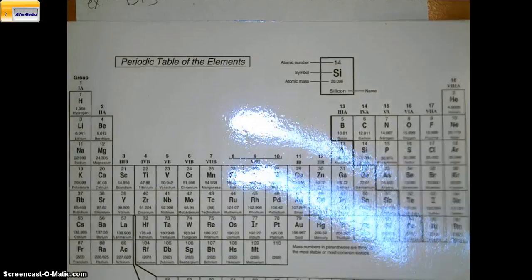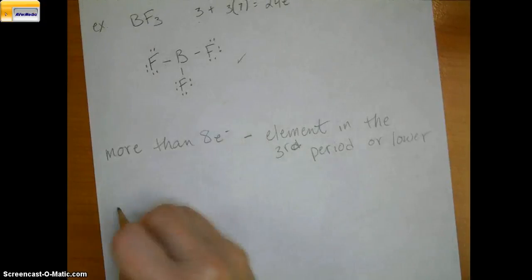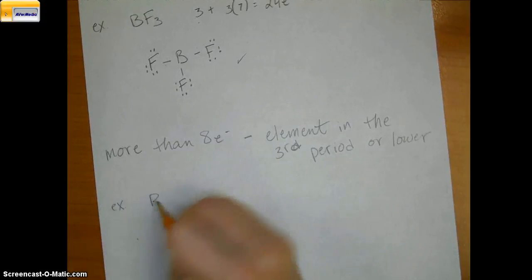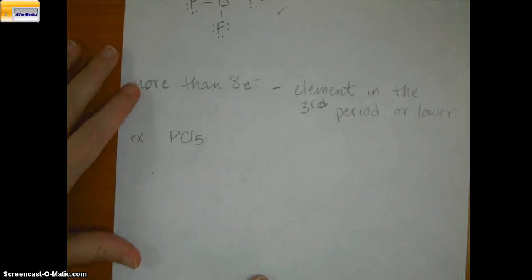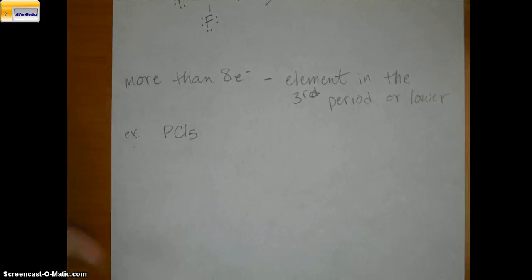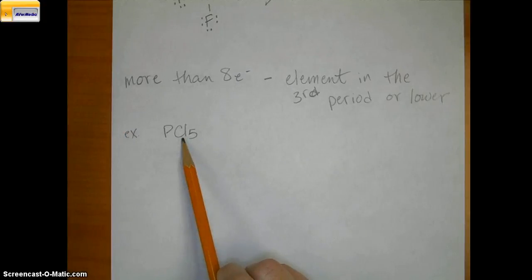And the reason they can is because they have an empty d orbital that doesn't have any electrons in it. So they have space to put more than 8 electrons once they fill up their s and their p orbitals. All right, so there are 2 ways that this can happen. So here's our first example. Phosphorus pentachloride, okay? So just looking at this molecule, the phosphorus is bonded to 5 things. It's going to have 10 electrons just to be able to bond to 5 things.